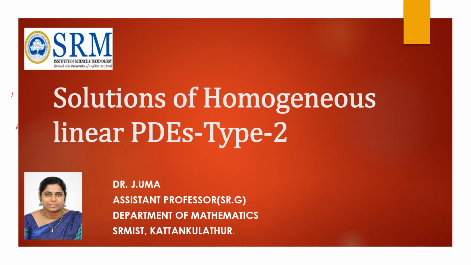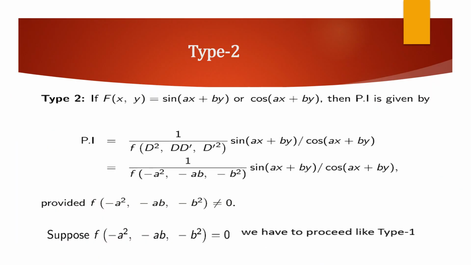In this video, we are going to see how to solve the type 2 homogeneous linear PDE. In type 2 homogeneous linear PDE, we consider our right hand side function f of x comma y as a trigonometric function. That may be a sine function or a cosine function of the form sine of ax plus by or cos of ax plus by. So for this case, how do we find the particular integral?